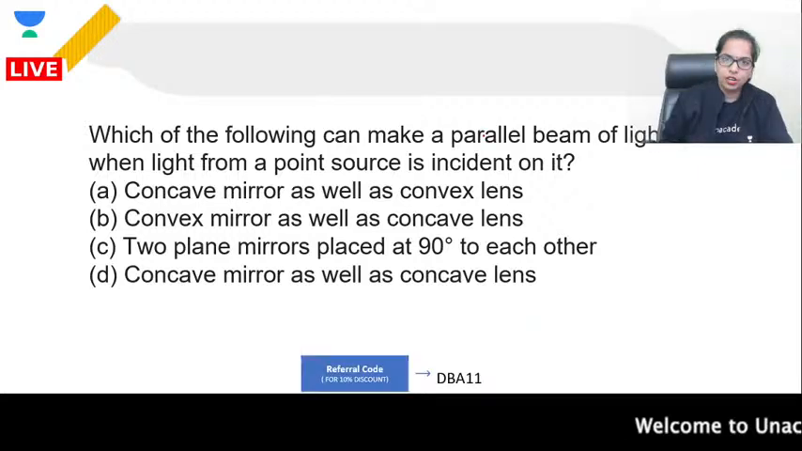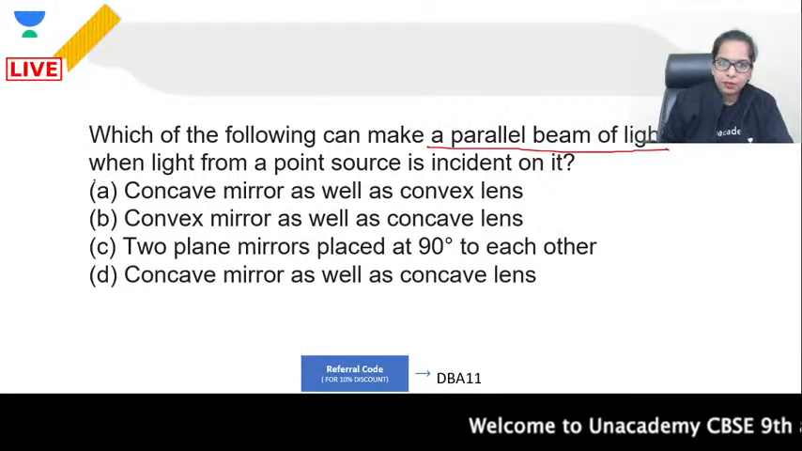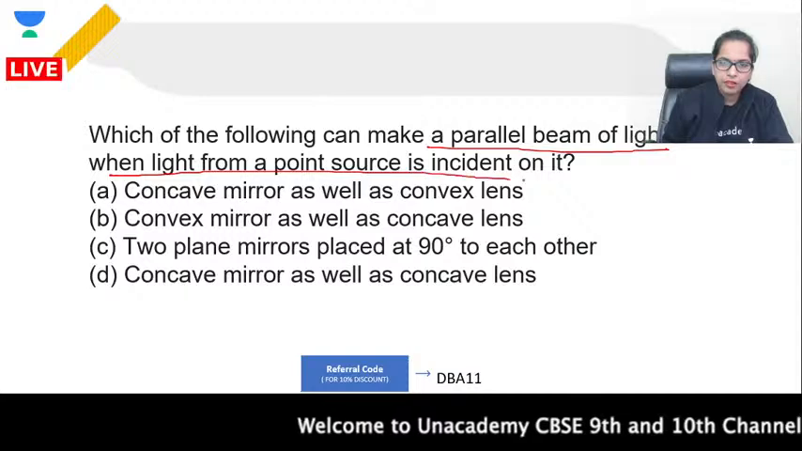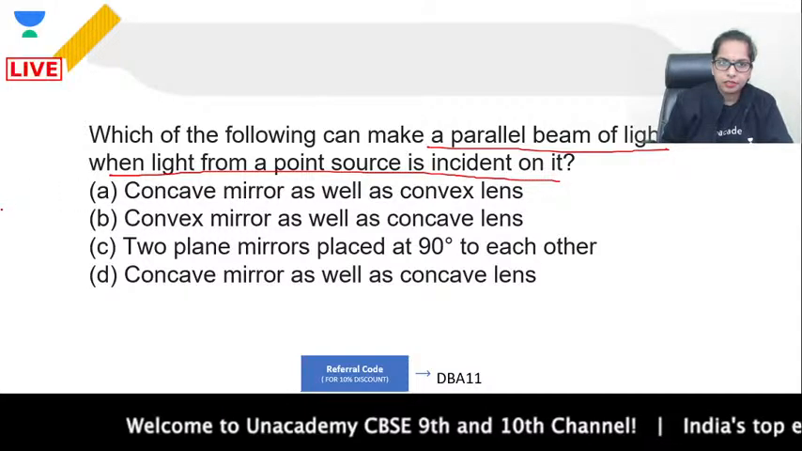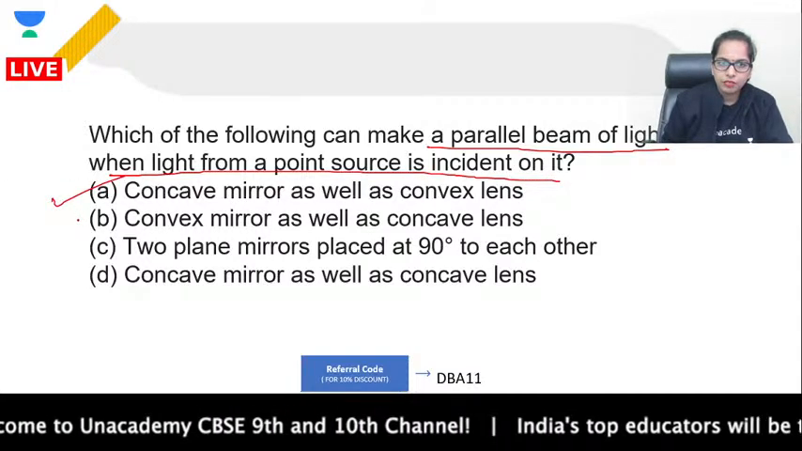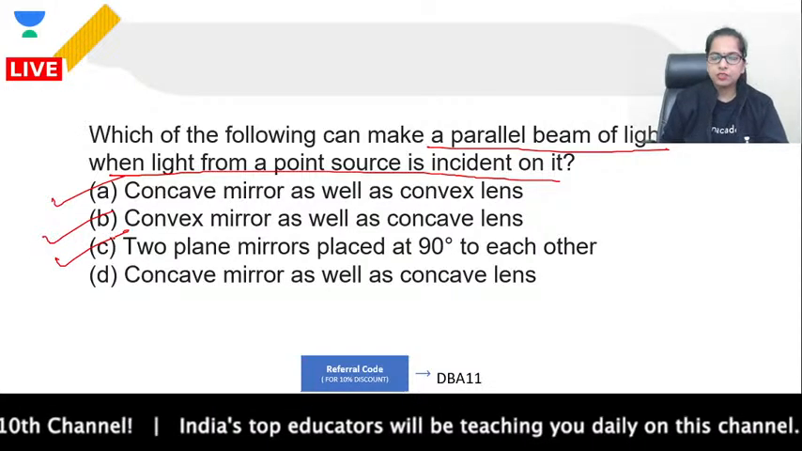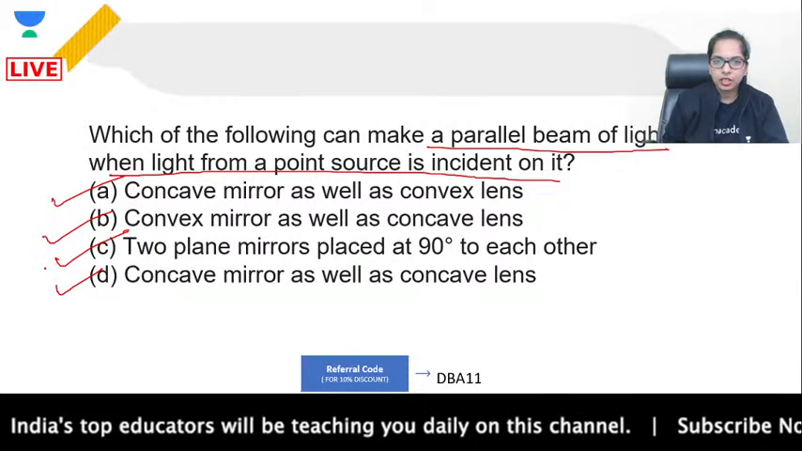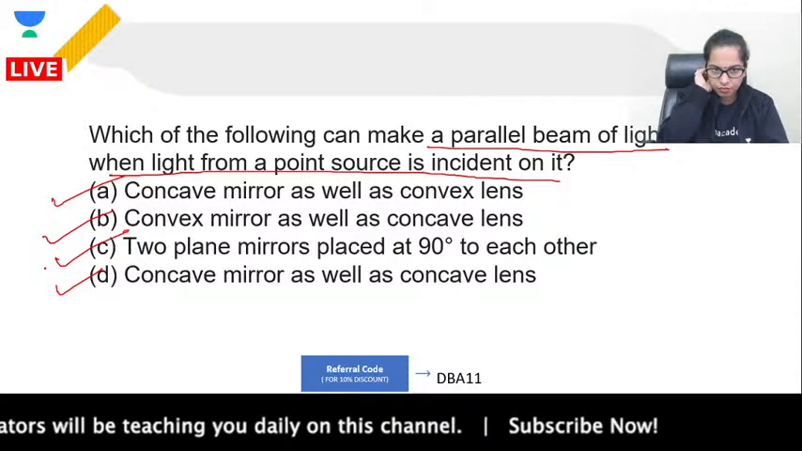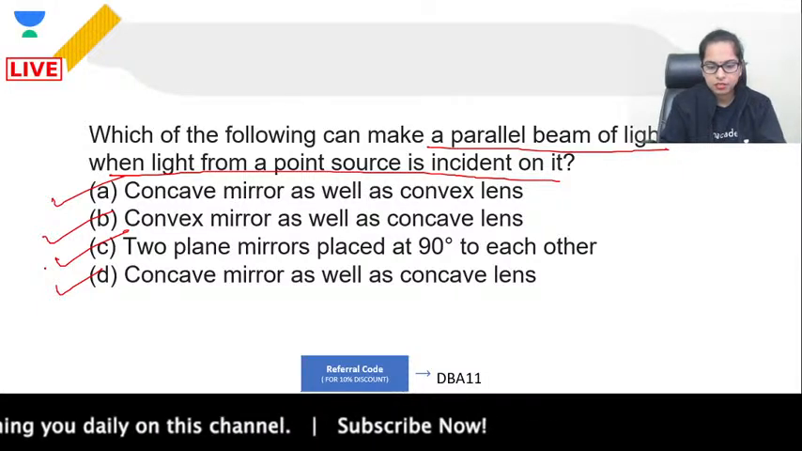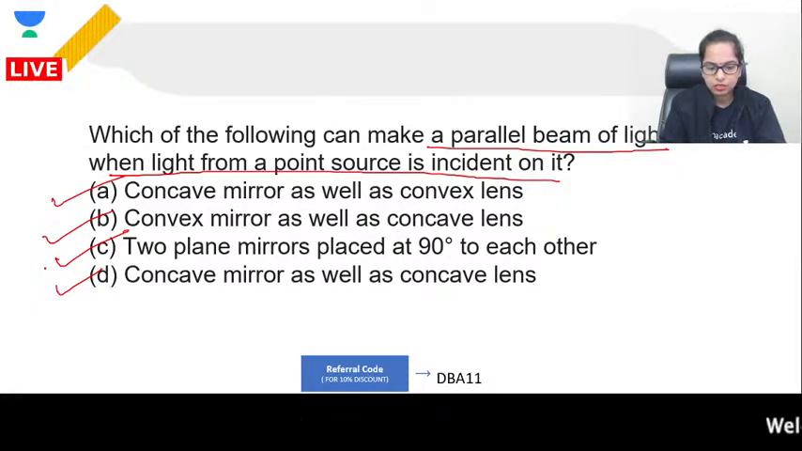Which of the following can make a parallel beam of light when the light from a point source is incident on it? Concave mirror as well as convex mirror, concave mirror as well as concave lens, two plane mirrors placed at 90 degrees to each other, or concave mirror as well as convex lens. Tell me the answer quickly.